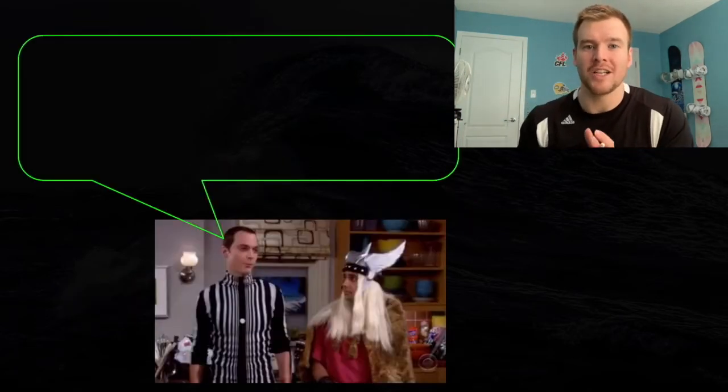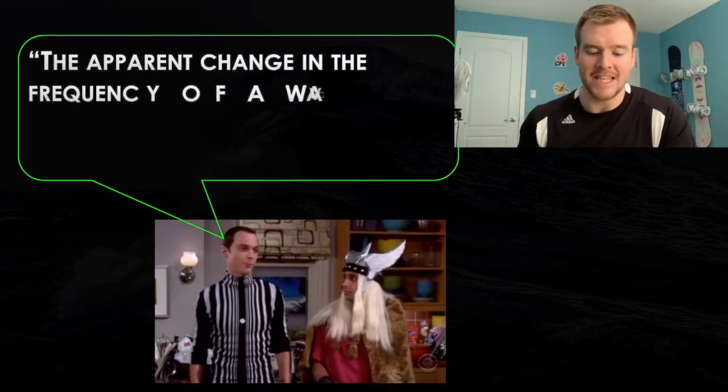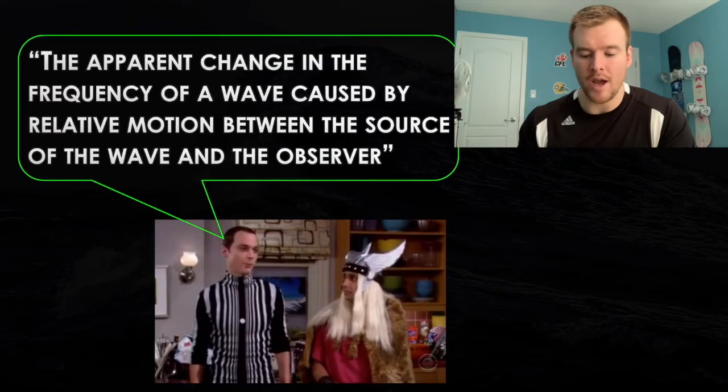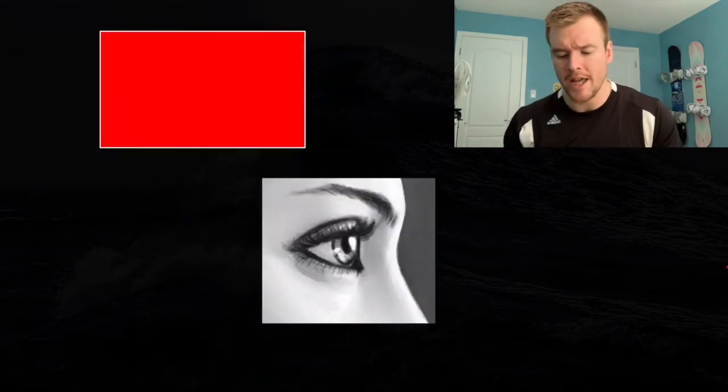And Sheldon Cooper explains this in The Big Bang Theory accurately, as he says it's the apparent change in the frequency of a wave caused by the relative motion between the source of a wave and the observer. Let's explain what that means. We're going to use light first. And so this is a person's eye, and you're able to detect the wavelength of light to determine color.